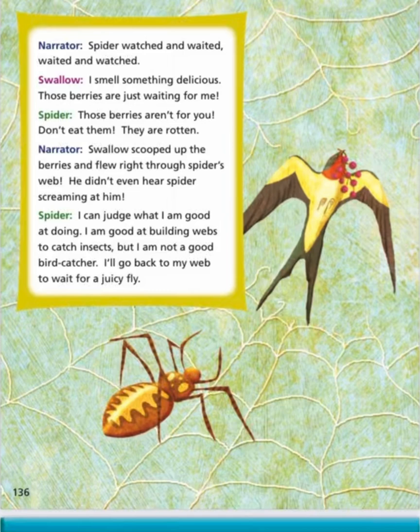Swallow: I smell something delicious. Those berries are just waiting for me. Spider: Those berries aren't for you. Don't eat them. They are rotten. Narrator: Swallow scooped up the berries and flew right through Spider's web. He didn't even hear Spider screaming at him. Spider: I can judge what I am good at doing. I am good at building webs to catch insects, but I am not a good bird catcher. I will go back to my web to wait for a juicy fly.